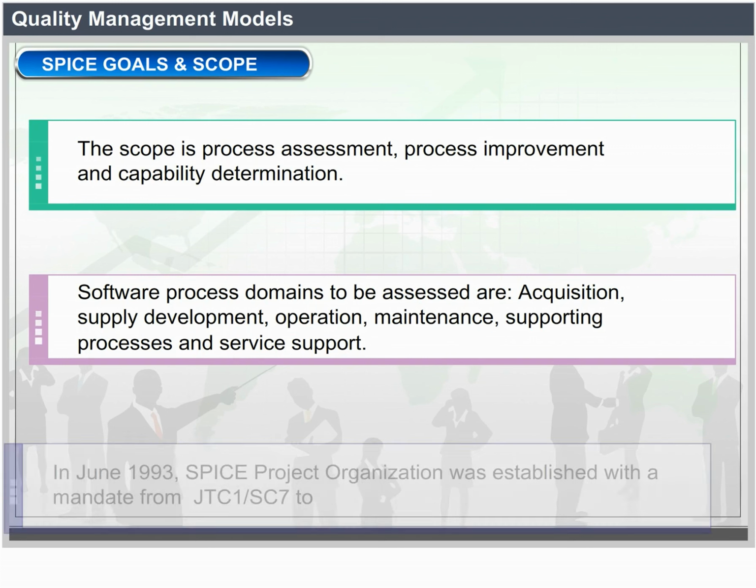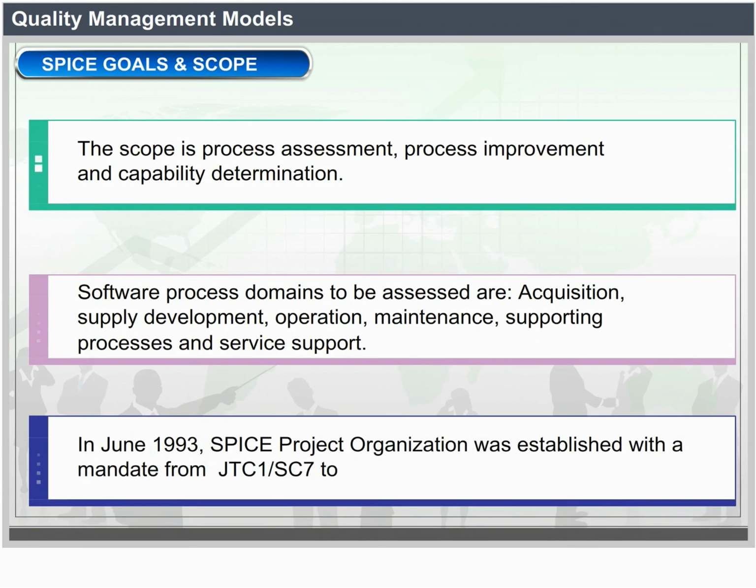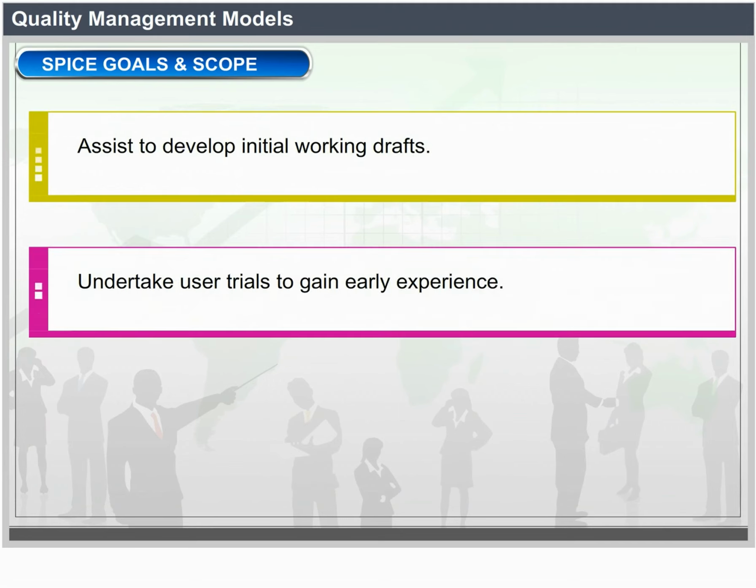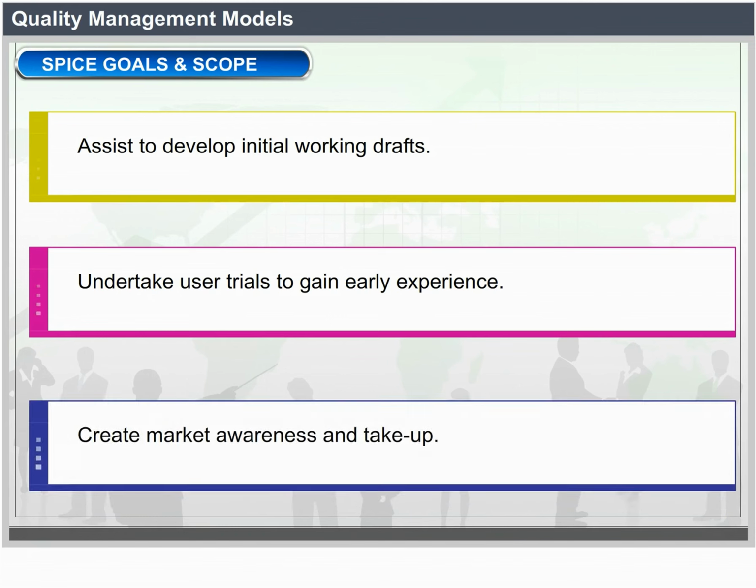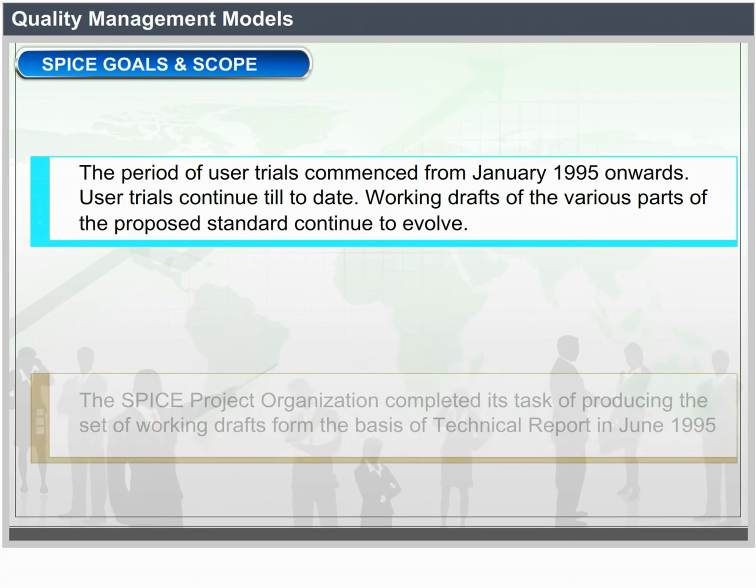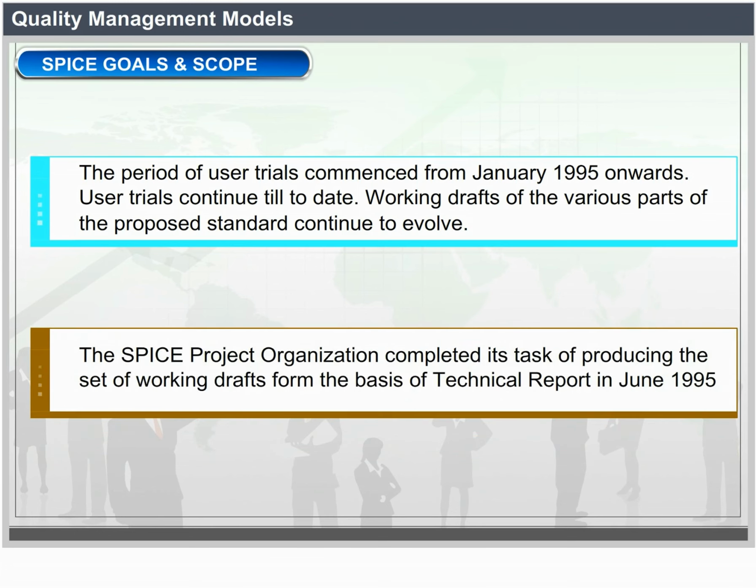In June 1993, the SPICE project organization was established with a mandate from JTC1, SC7 to assist to develop initial working drafts, undertake user trials to gain early experience, create market awareness, and take up. In January 1995, the period of user trials commenced. User trials continue today, and working drafts of the various parts of the proposed standard continue to evolve. In June 1995, the SPICE project organization completed its task of producing the set of working drafts to form the basis of the technical report.